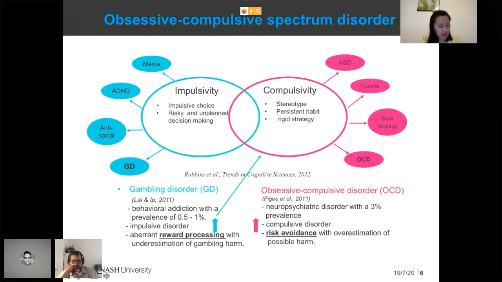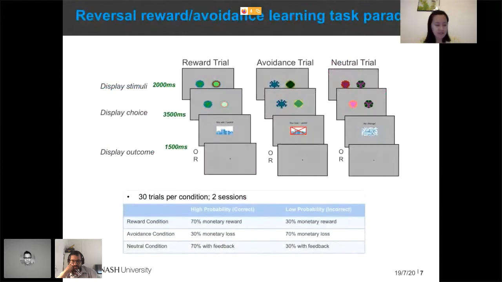With the increase of compulsivity in OCD patients, there will be an impulsive feature with more aberrant rewarding symptoms. Based on the previous learning task, we designed a novel reward and avoidance learning task to investigate the decision-making process in both gambling disorder and OCD patients, as well as the impulsivity and compulsivity constructs. Our study is derived from the King's one.